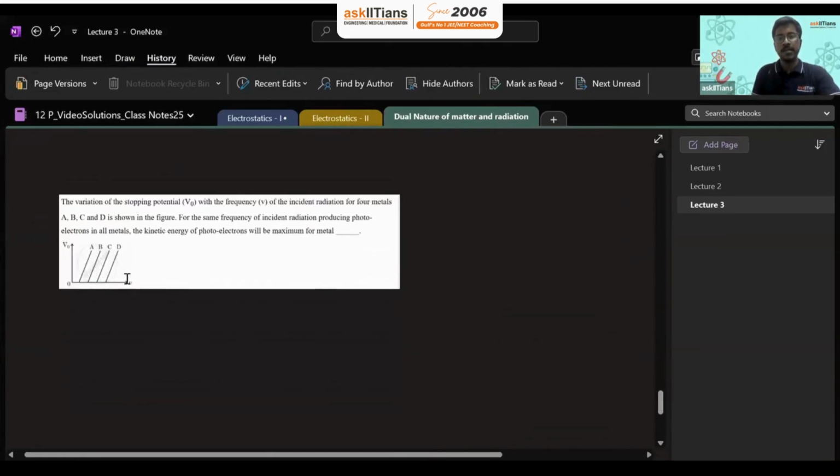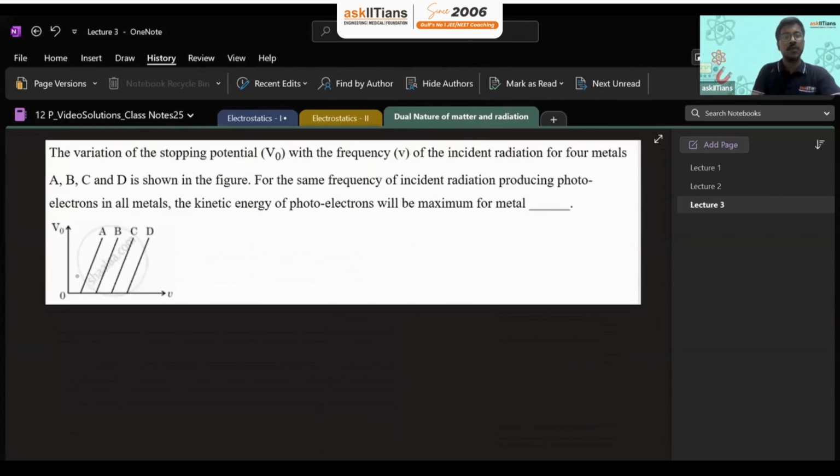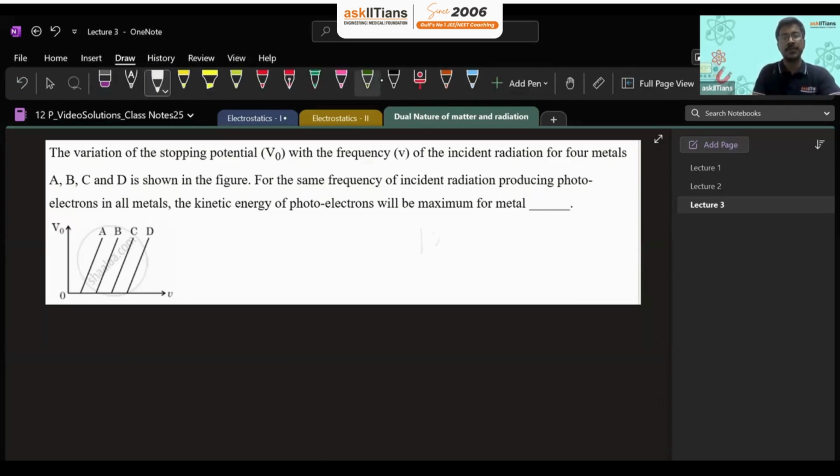Okay, so here is a homework question for you. The variation of stopping potential with frequency of the incident radiation for 4 metals is given, right? For the same frequency of incident radiation producing photoelectrons in all metals, the kinetic energy of the photoelectron will be maximum for which metal? The frequency of incident radiation is the same in each case, but we are taking 4 different metals. So clearly, according to what we have discussed previously, their work functions are different. That is why you can see the stopping potential starts increasing after different points of frequency.